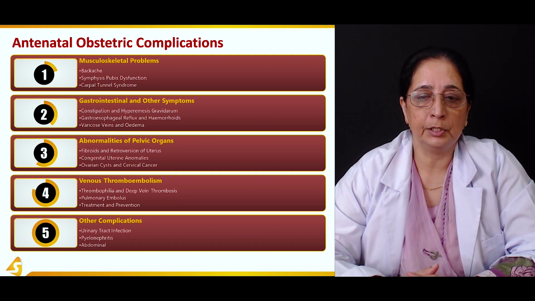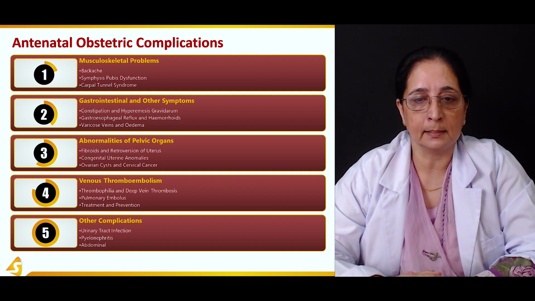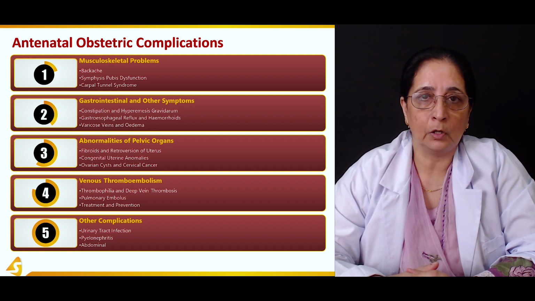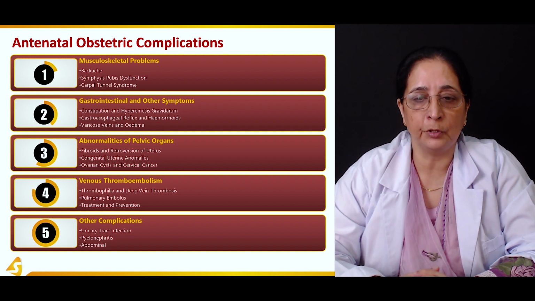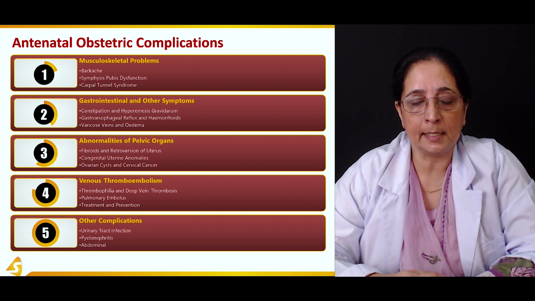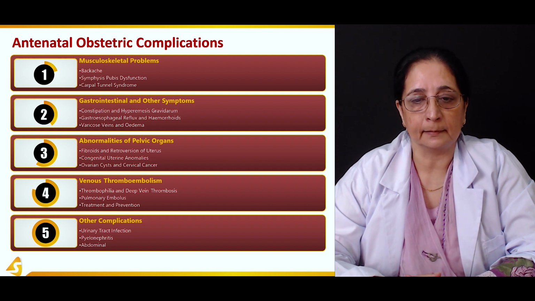In the third section, we will talk about abnormalities of pelvic organs. In this section, we will talk about fibroids and retroversion of uterus, congenital uterine abnormalities, ovarian cyst, and cervical cancer.